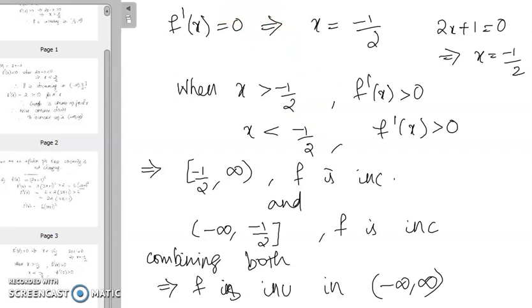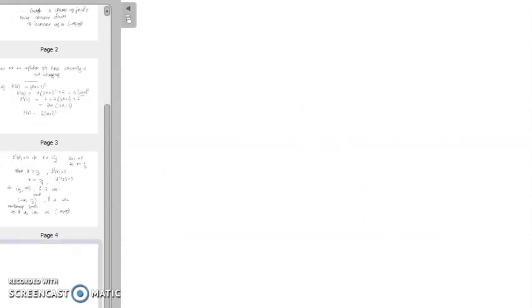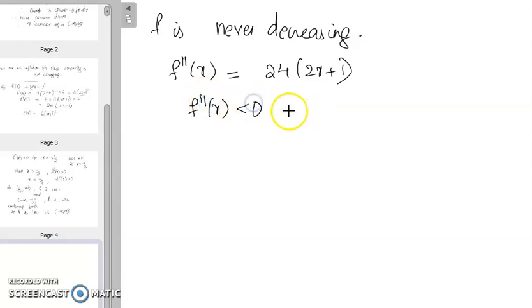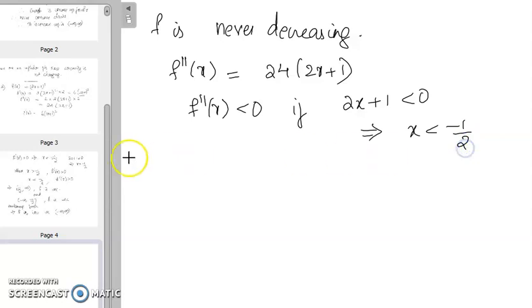So f dash of x cannot be negative, so f is never decreasing. It keeps on increasing only. Now we will look at f double dash of x. f double dash of x is 24 into 2x plus 1. So f double dash of x will be less than 0 if 2x plus 1 is less than 0. That implies x is less than minus 1 by 2.